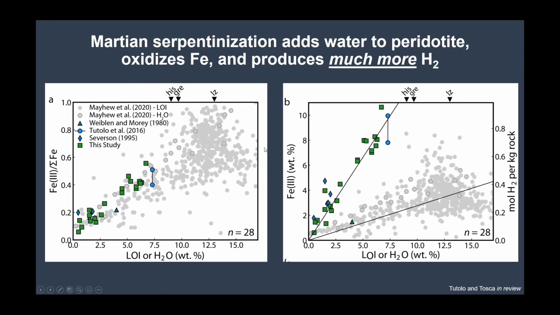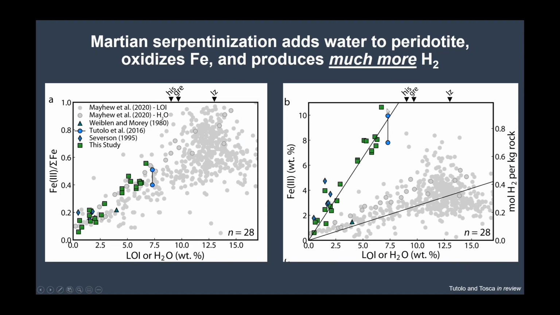However, if we then go and do the same analysis, but now we're looking at oxidized iron weight percent as a function of water addition, we see a very different trend. And so what this shows us is that these rocks produce about 5 times more hydrogen per degree of serpentinization than rocks from the terrestrial mantle. And I think that's a really quite profound result that we then need to consider if we're going to try to understand serpentinization on Mars.